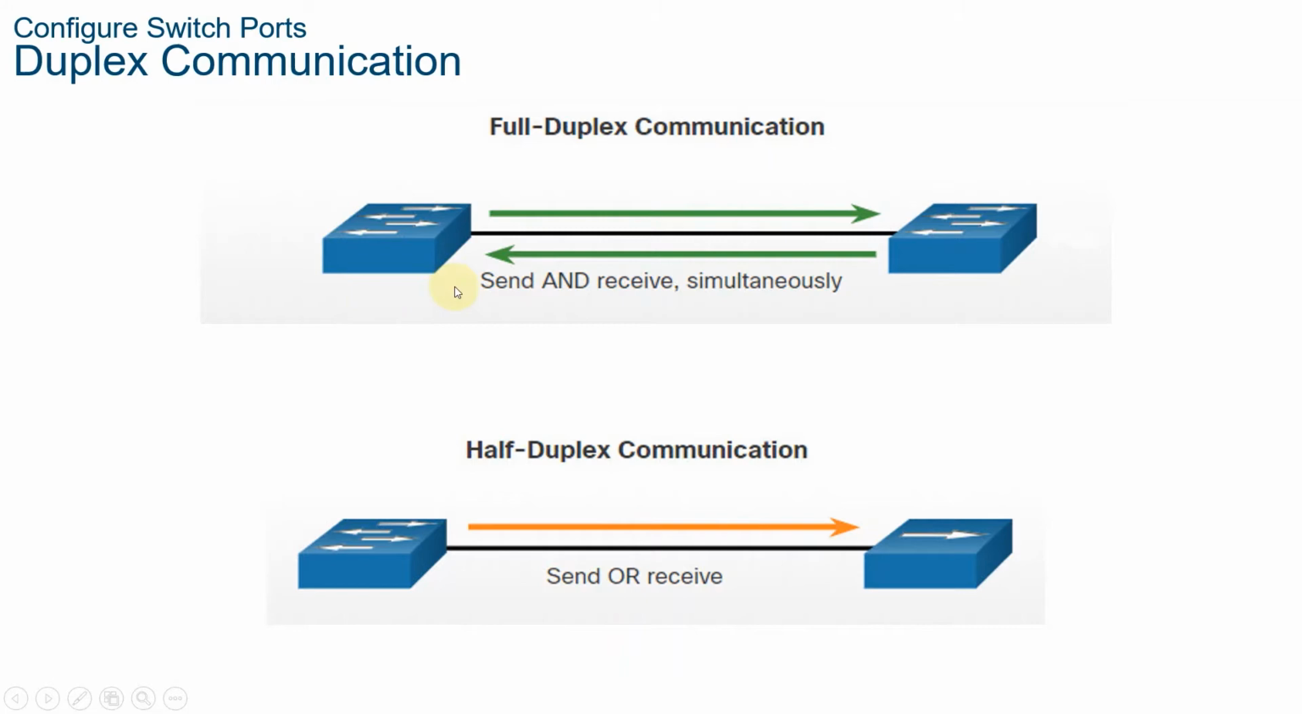Now the figure here illustrates full duplex and half duplex communication. As mentioned earlier, when you say full duplex, two switches can communicate simultaneously. One device would be sending and another device would be receiving, and vice versa. Unlike if you are using half duplex, where one device will be sending and then the other device should be receiving. You can only send or receive data one at a time.